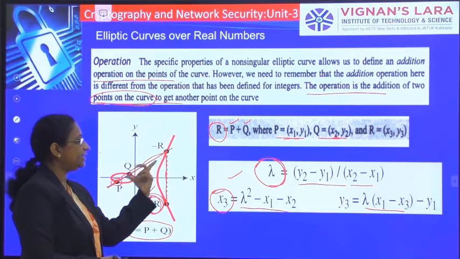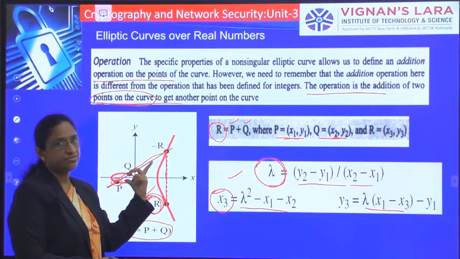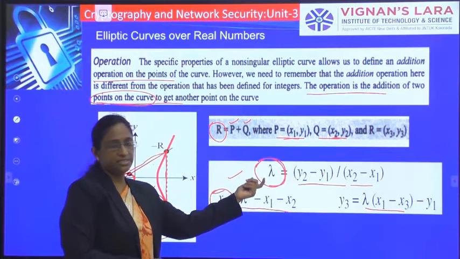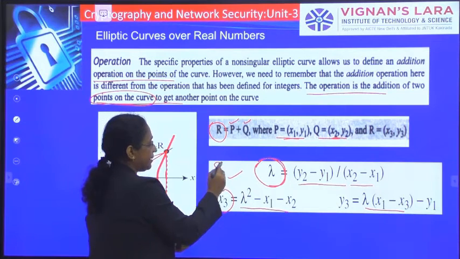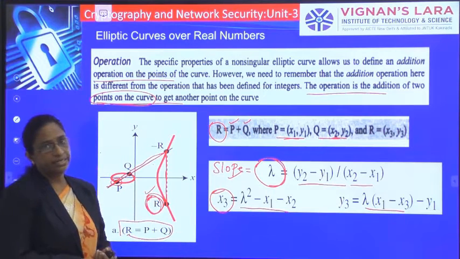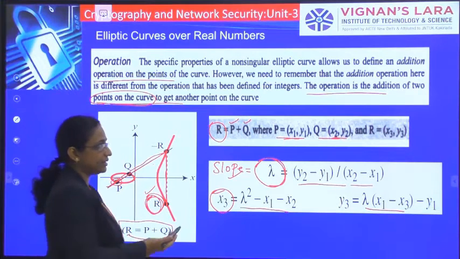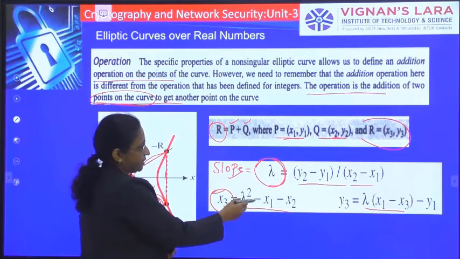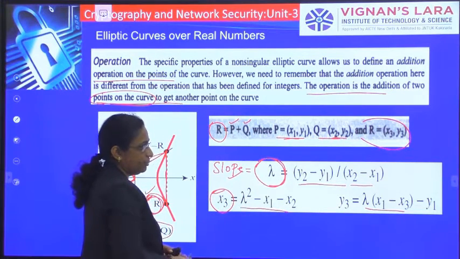Since here we are having a tangent line, first we have to determine the slope for the tangent line. That is, the slope is given by lambda. Here lambda is nothing but the slope. First we will calculate the slope, and after calculating the slope, we will get R as x3 equal to lambda square minus x1 minus x2.